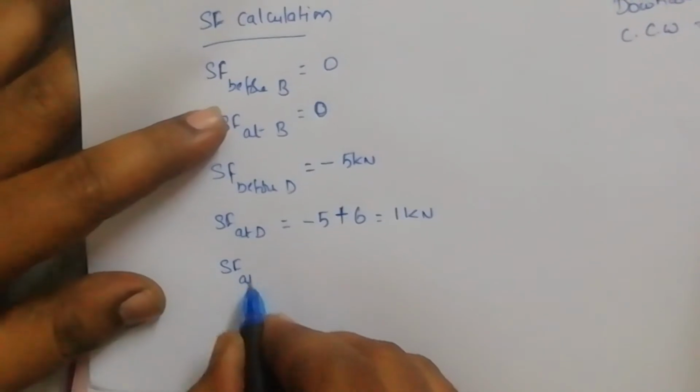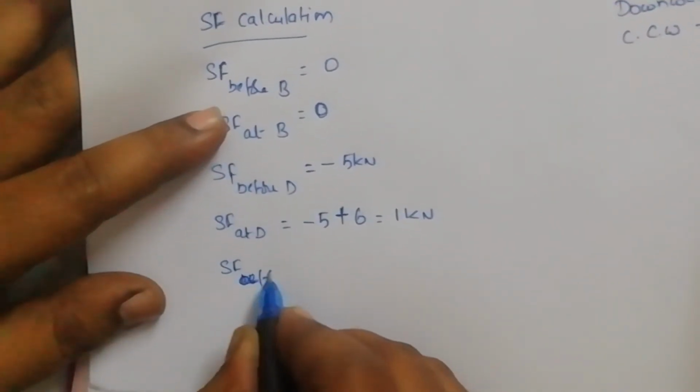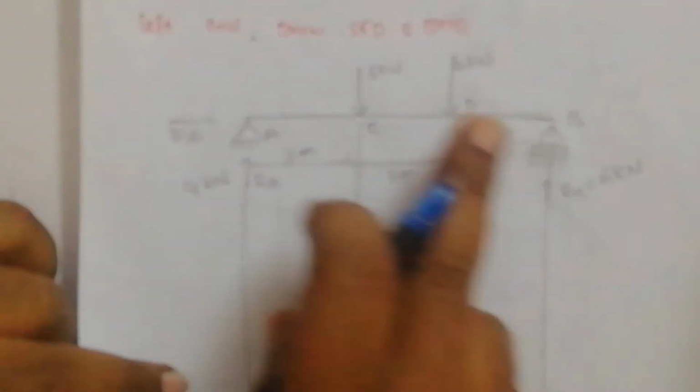Next is shear force before C. Before C means you are having two loads, one is the reaction, another is this.